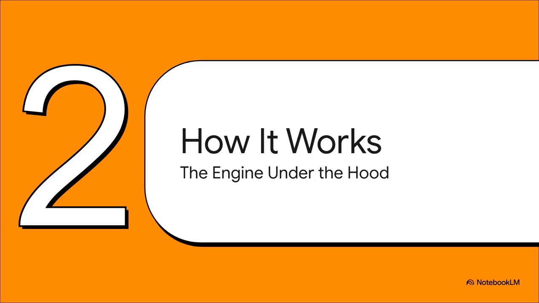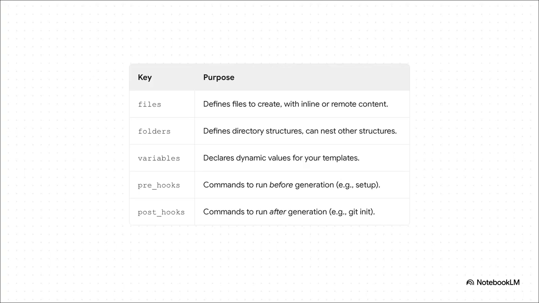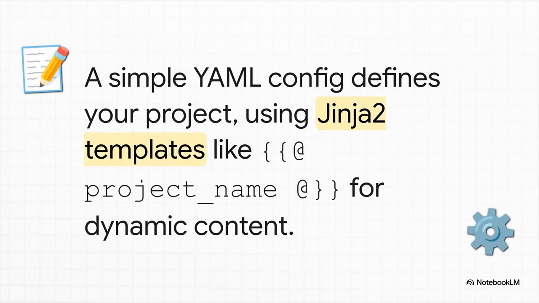Okay, so that's the what. But how does this thing actually tick? Let's pop the hood and take a look at the engine. The heart of every STRUCT project is a file called .struct.yaml. Inside, you just define your files, folders, and any variables you need. But honestly, the real power move here is the pre-hooks and post-hooks. These let you run any shell command you want, turning what could be a simple file generator into a full-blown automation engine.